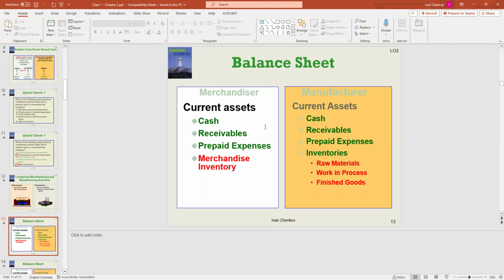Whereas in the manufacturing company, we're going to have 3 inventory accounts. First one will be raw material inventory. Then we're going to have work in process, something in the middle, which is not raw material, but it's not a product yet. And the last thing that we're going to have is the finished goods.